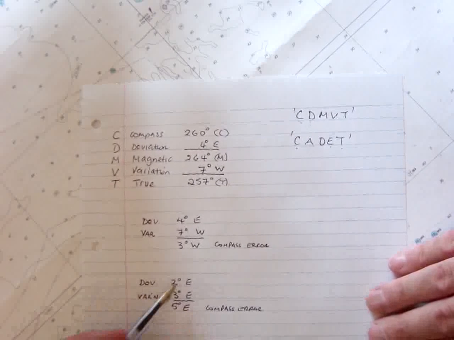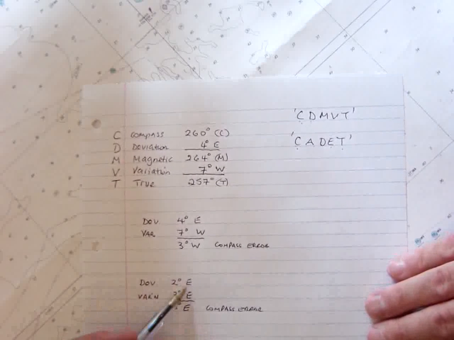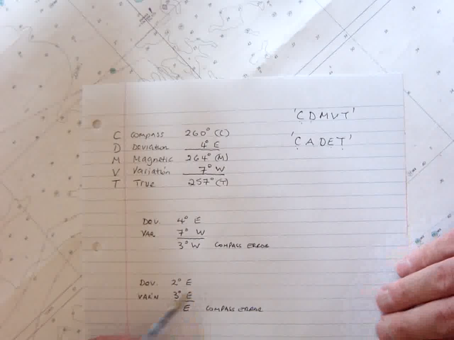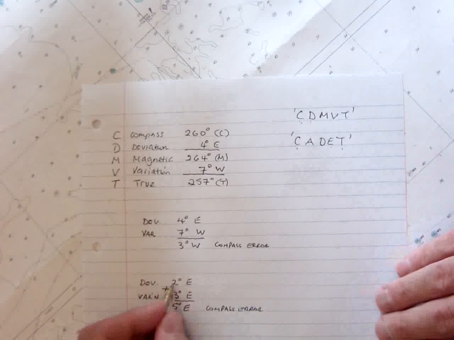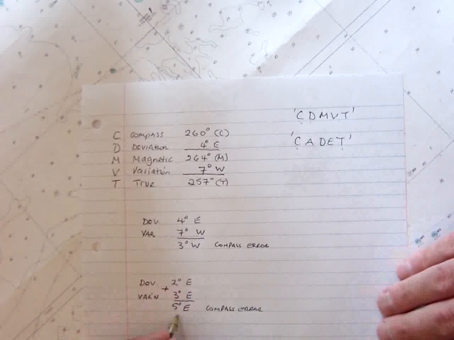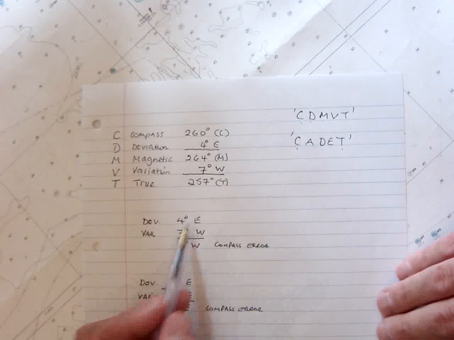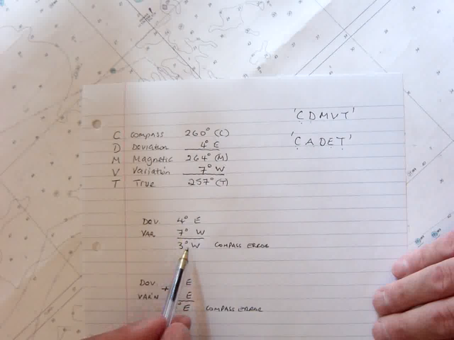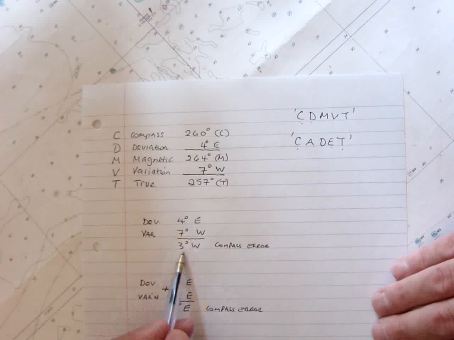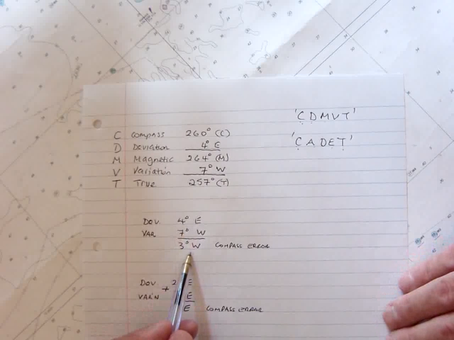So if both values are either east or west, then we would add them together to form the total compass error. If one value is east and one is west, we subtract one from the other and it is named after the greater value. So in this instance, 7 west was the greater value from 4 east, therefore the compass error would be 3 degrees west.